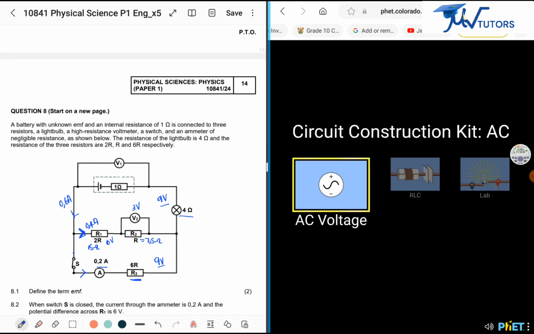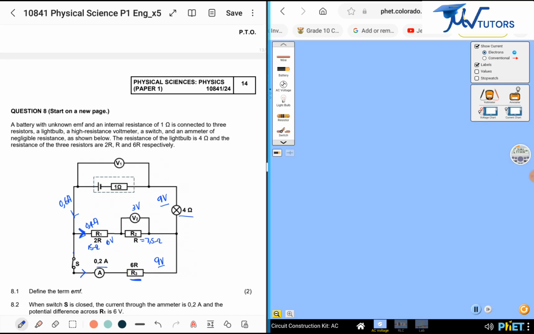Okay, there we go, AC voltage, and there we are. We're going to construct a bit here. So we have a wire. We can expand it a bit, and then let's just add a battery.